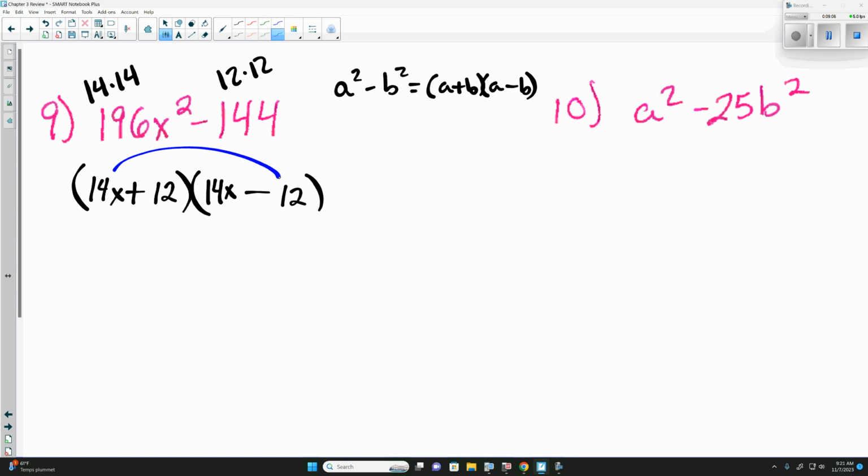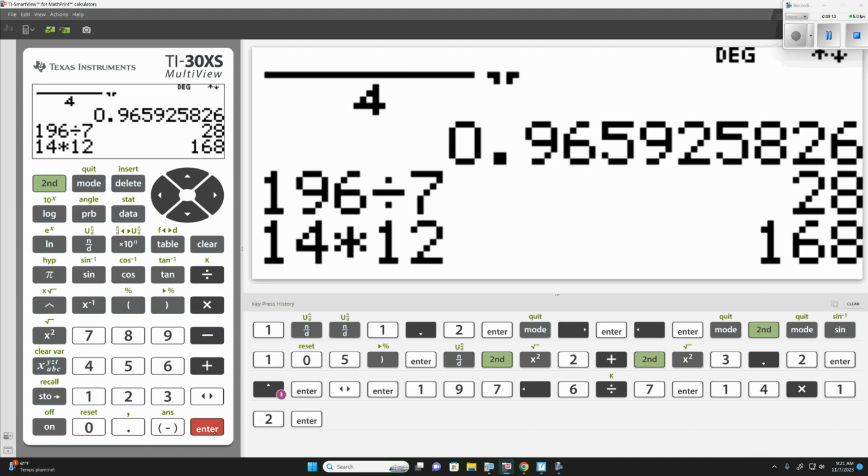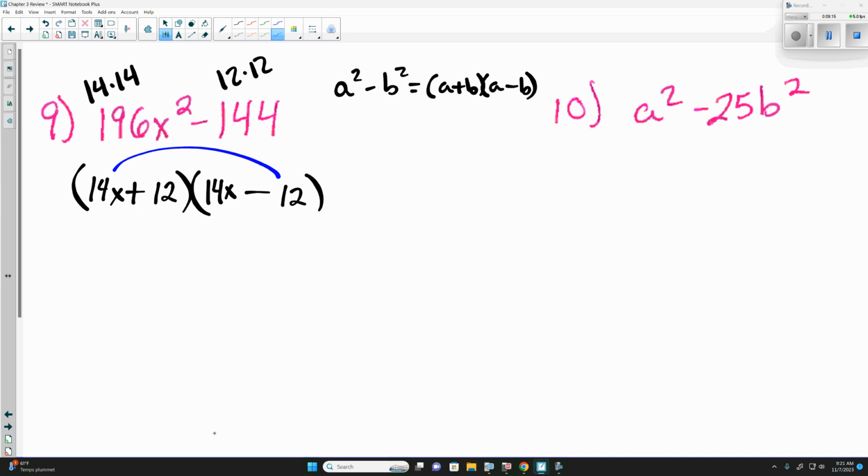14x times negative 12 is, well, for sake of time, 168. So we have negative 168x. 12 times 14x is plus 168x, which is 0, which is the middle term we want because we don't have one, so we need the middle term to be 0.